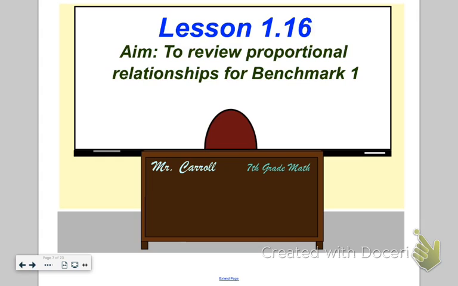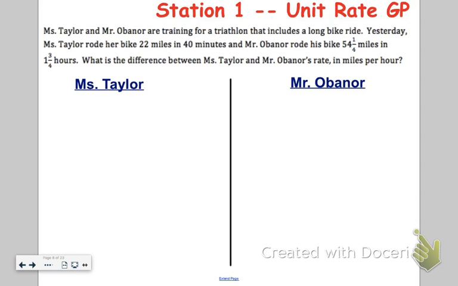We'll be reviewing for our first benchmark on proportional relationships. We'll be doing a station on unit rate problems, a station on scale factor, a station on tables, a station on graphs, and a station on determining whether something is proportional or not. Let's get into it. So the first station is unit rate guided practice.